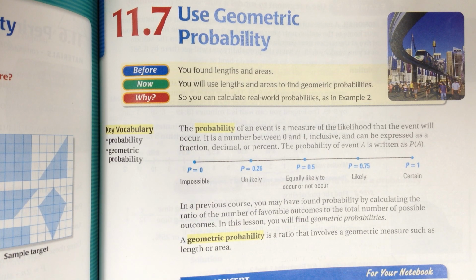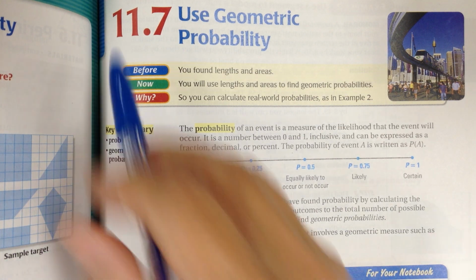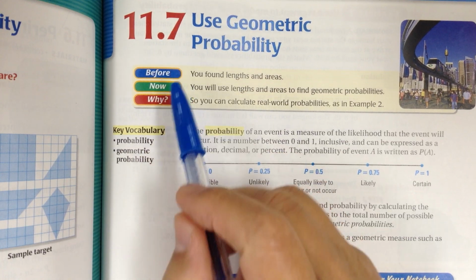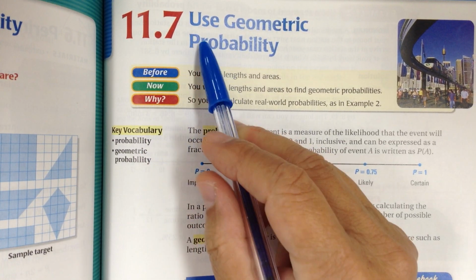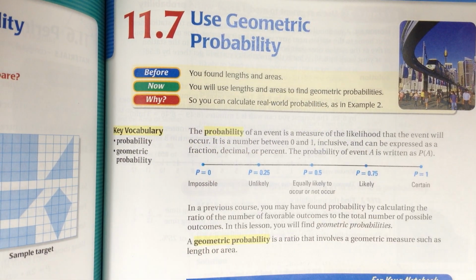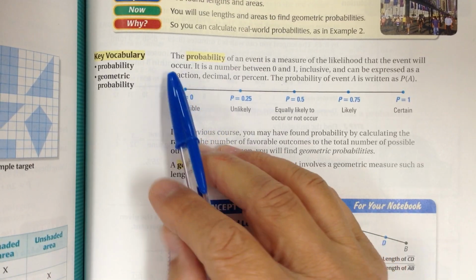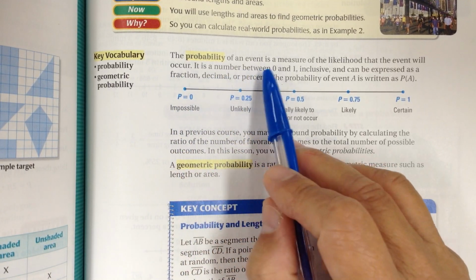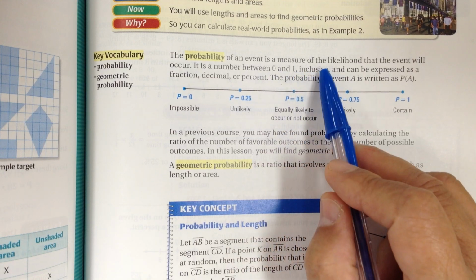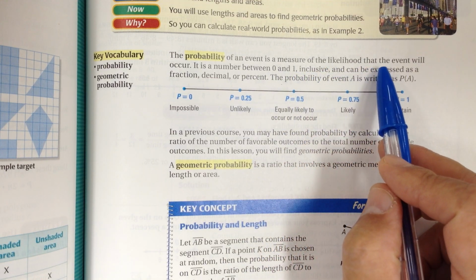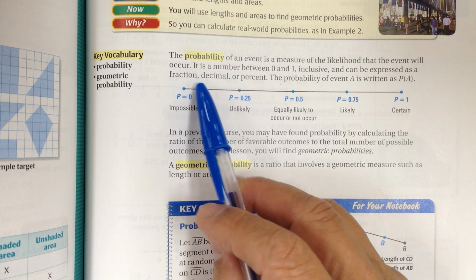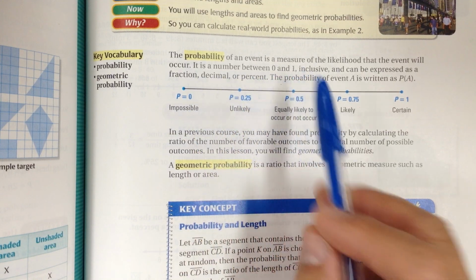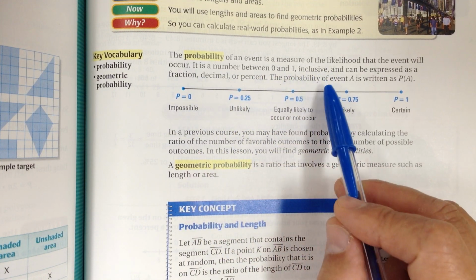Let's go to page 771. This lesson is 11.7, and this lesson is to use geometric probability. It says the probability of an event is a measure of the likelihood that the event will occur. It is a number between 0 and 1, inclusive.